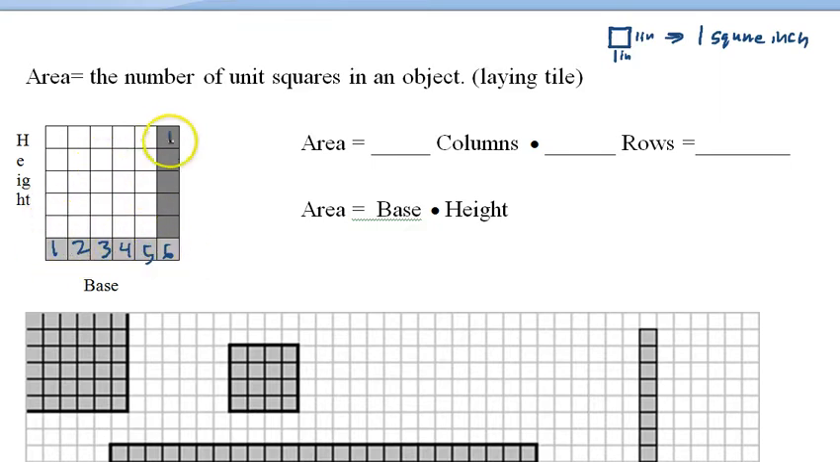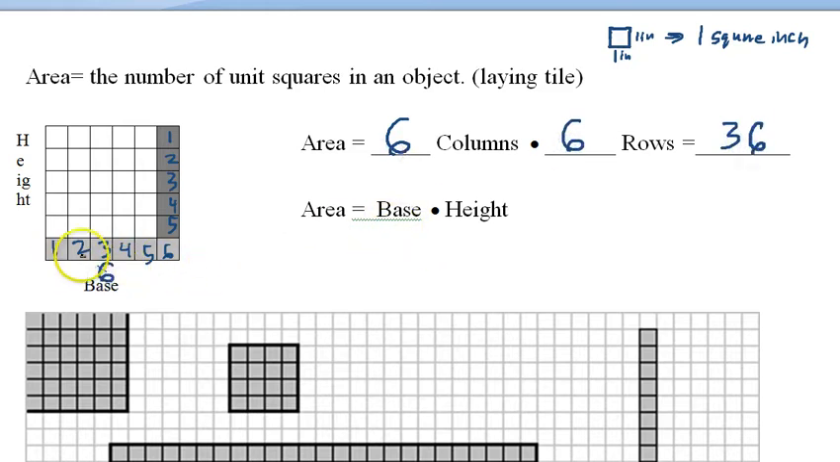Well, how many rows are there? 1, 2, 3, 4, 5, 6. So there are 6 squares in the row, and you have 6 sets of those. That's multiplication. 6 sets of 6 is 36. And this is where we get our formula. Area is just base times height.